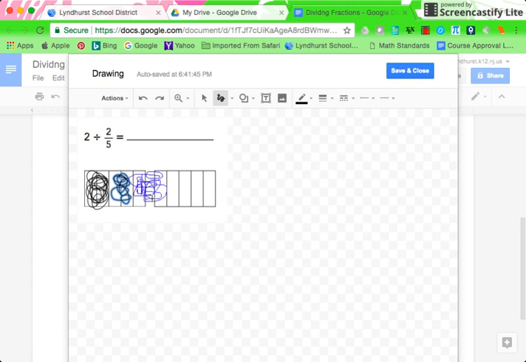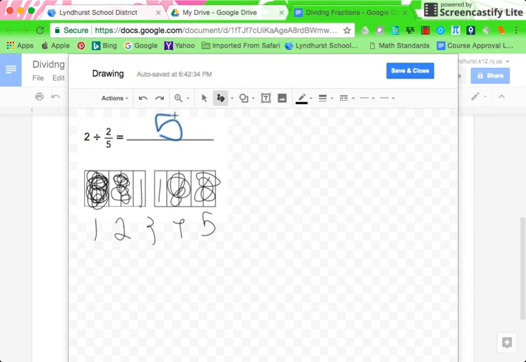It's pretty bad scribble. But notice I'm coloring in 2/5. And now I have another 2/5 right here, and another 2/5 here. Now, even though my scribble did not turn out too well, this and this counts as a group of 2/5 as well. So right here we have 1 group, 2 groups, 3, 4, and 5. Therefore, the quotient of 2 divided by 2/5 is going to be 5.